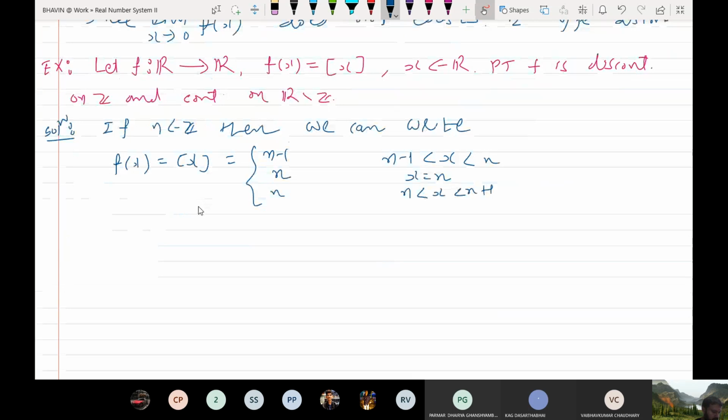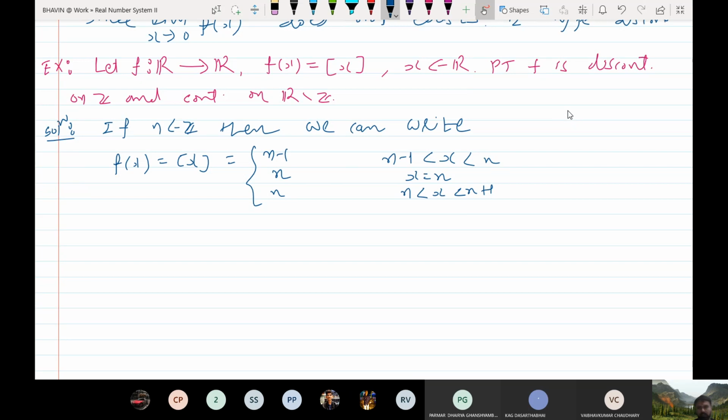So now look at this. If your x is not an integer, then this is a constant function. Either it is n minus 1, n, or n. So in this case, every constant function is continuous. Why is this continuous? So this is the reason.